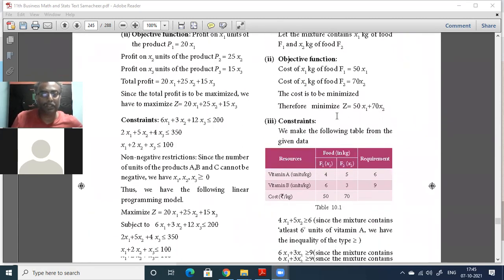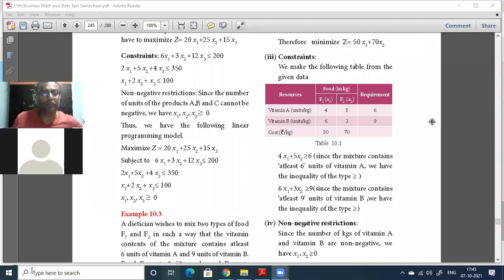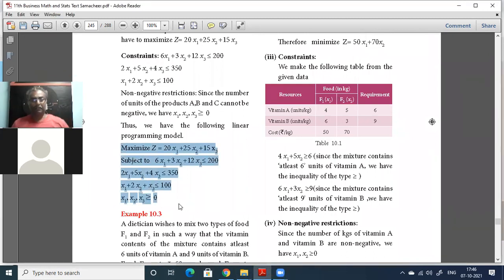Okay, so let us see how he is giving the solution. He is giving the solution here. This is the mathematical model he is giving here. Correct? Maximize Z = 20x1 + 25x2, that is only Z. Maximize, subject to 6x1 less than or equal to 200, then less than or equal to 350, less than or equal to 100, and x1, x2, x3 greater than or equal to 0. This whole thing is the answer.